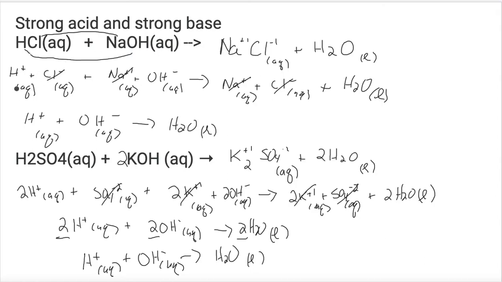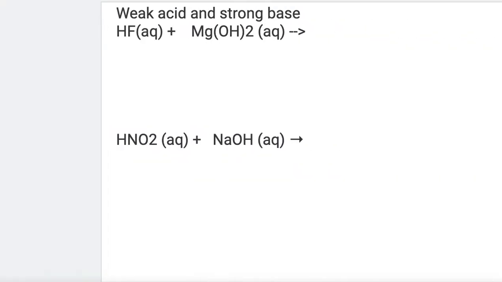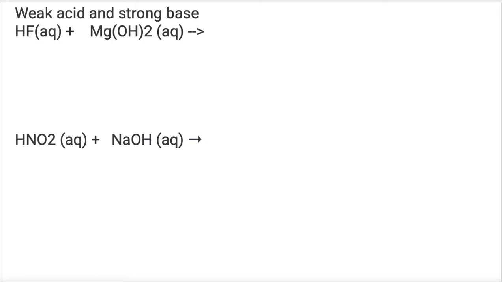The key is strong acids and strong bases dissociate 100%, so you have to break them into ions and cross off the spectators. Now, what we're going to do next is go to when we have a weak acid and a strong base. Let's do this one first. Let's complete this one. The magnesium will go with the F. Magnesium is +2. F is -1, so it's MgF2.